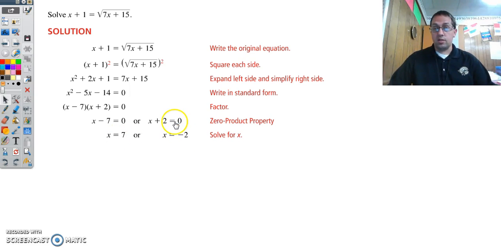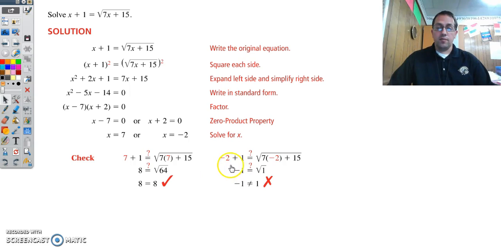Always a good idea to plug these in, check and make sure they work. So we plug in 7. 7 plus 1 is 8. And then we plug in 7 up here. So 7 times 7 is 49 plus 15 is 64. Square root of 64 is 8. So it works. Plug in -2.